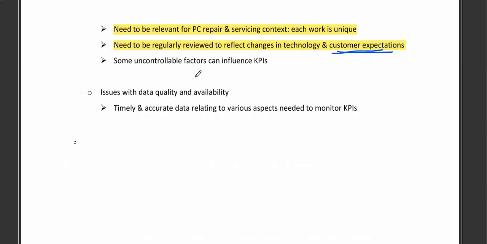And also, it is important to remember that some uncontrollable factors can influence KPIs. For instance, you could all of a sudden have a loss of key employees in the technical team, and maybe they joined a competitor, or maybe they've left and set up their own company. So some uncontrollable factors can influence the KPIs, and you need to understand that not only internal factors, but external factors beyond the control of managers and staff influence the KPIs. And therefore, we need to exercise caution when judging the employees based on KPIs.